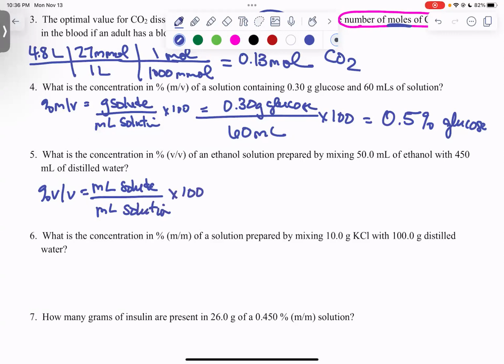So we're looking for the concentration in percent volume by volume prepared by mixing 50 milliliters of ethanol with 450 milliliters of distilled water. Be careful here. What we're trying to do is we're trying to get the whole thing. So all the stuff put together, solution is solute and solvent. So when I plug this in, my solute is the one that's in lower amount. So that's my ethanol.